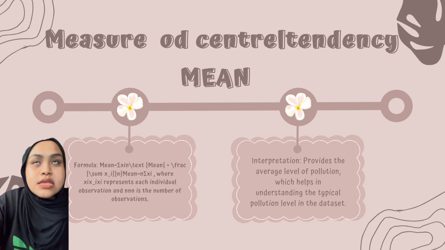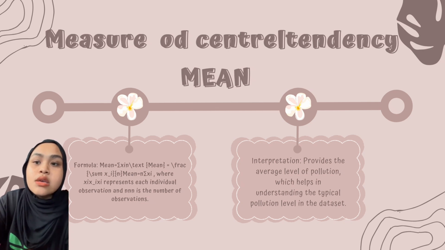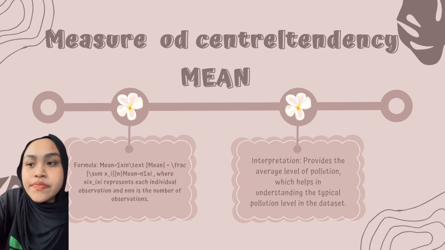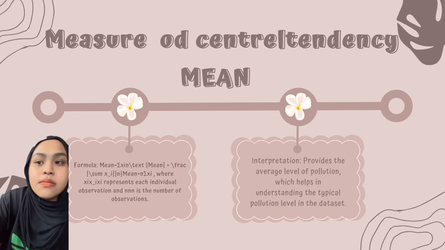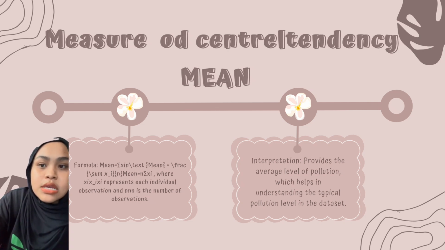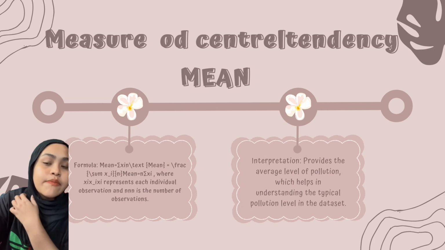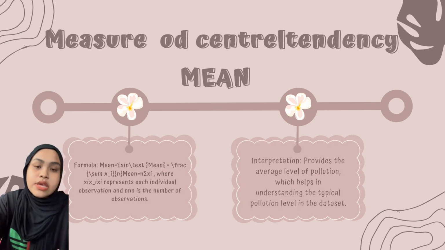Measures of central tendency have 3 modes. First, mean. For the mean, we have 2 ways, the first formula. We use the formula mean equals the total of x_i, that is mean = (1/n) Σ x_i, where x_i represents each individual observation and n is the number of observations. For the interpretation, it provides the average level of pollution, which helps in understanding the typical pollution level in the data set.